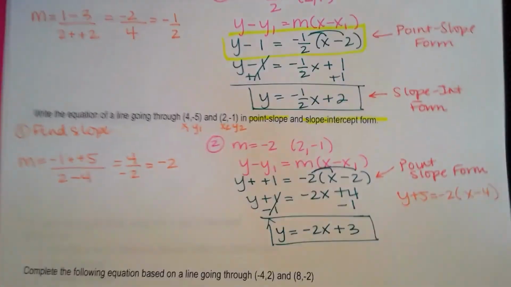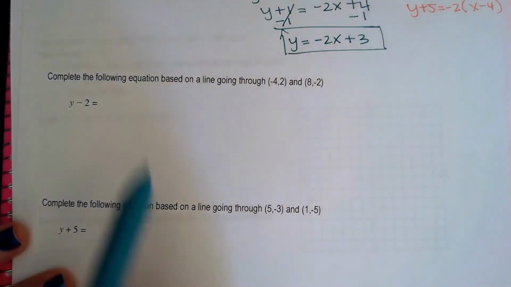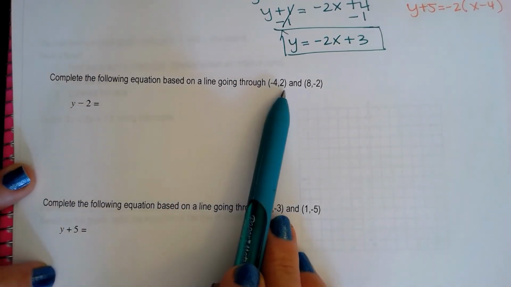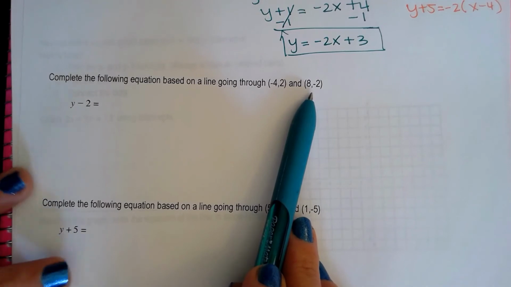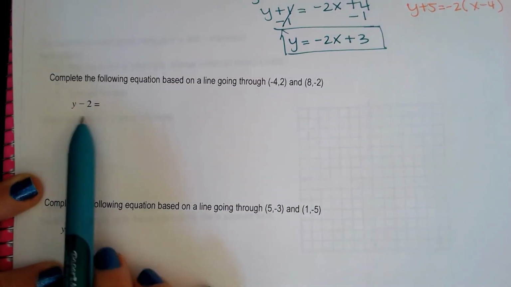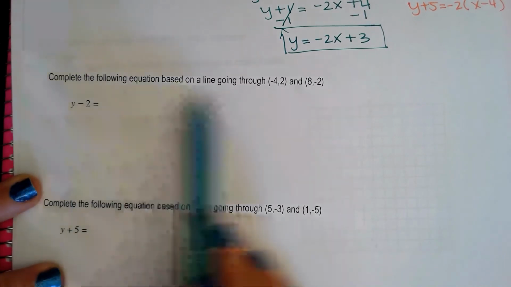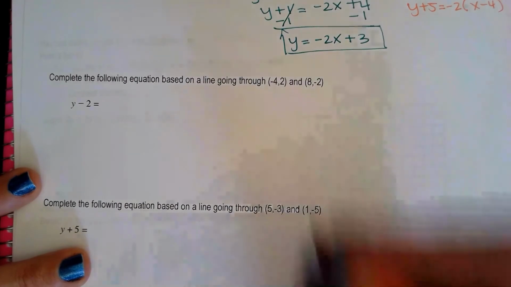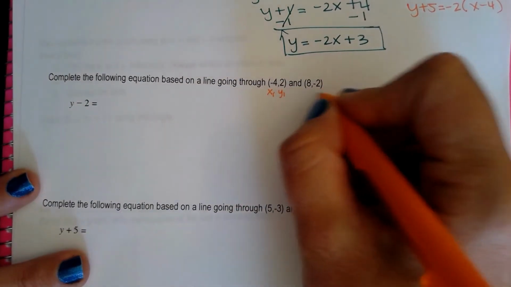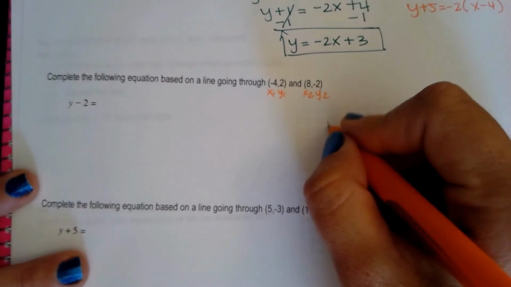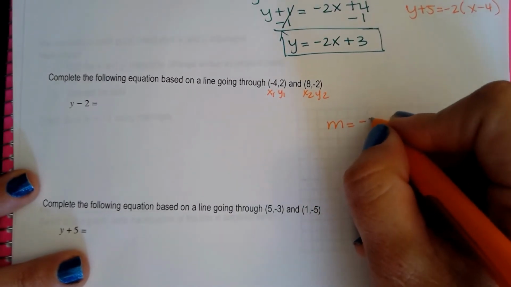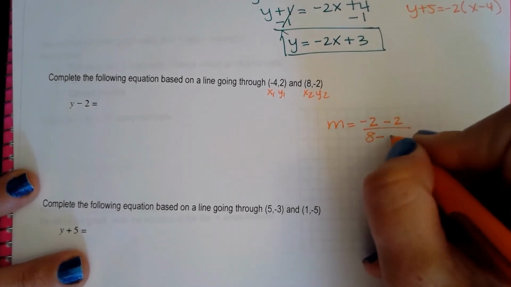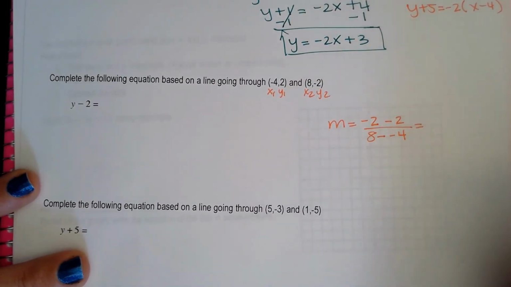All right, the last thing that we're going to look at is, it says complete the following equation based on a line going through -4, 2 and 8, -2. Okay, so it already filled in part of it. So we need the slope and the other part of the equation. So first, let's find our slope. So x1, y1, x2, y2. So y2 minus y1 over x2 minus x1.